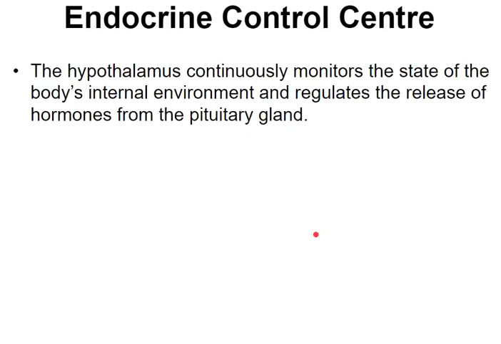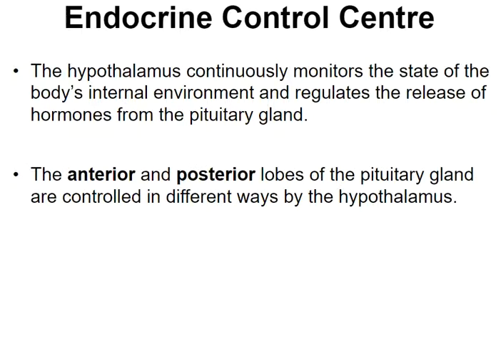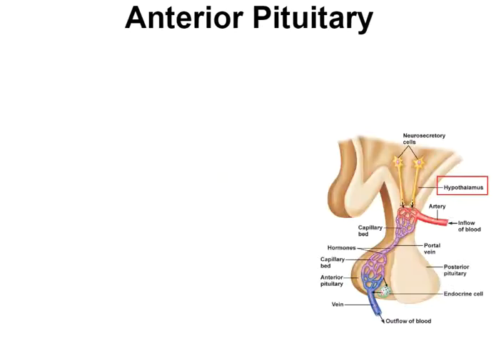So the hypothalamus is continuously monitoring the state of the body's internal environment, and then it's going to regulate the release of hormones from the pituitary gland. And the way it does that is different depending on which lobe is involved. So the anterior lobe and the posterior lobe are controlled in different ways. First we're going to look at the anterior pituitary.